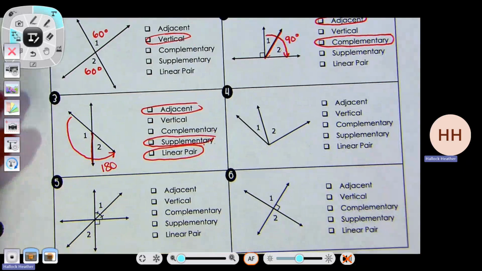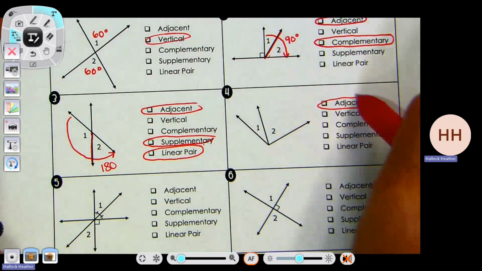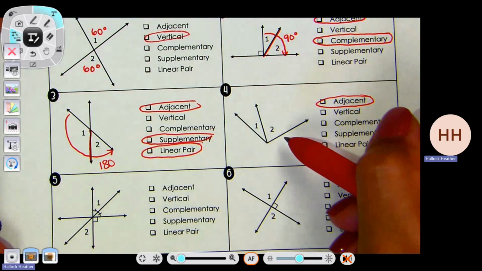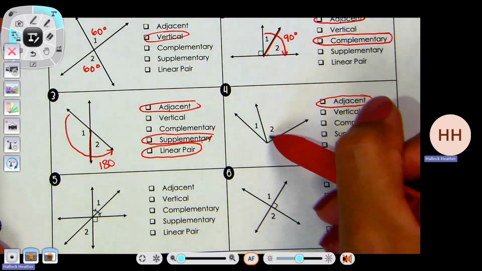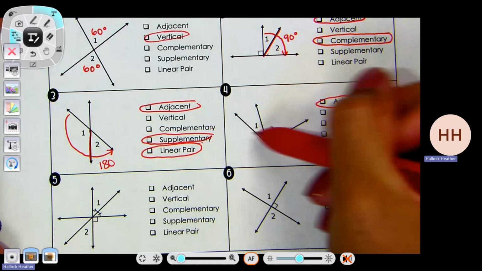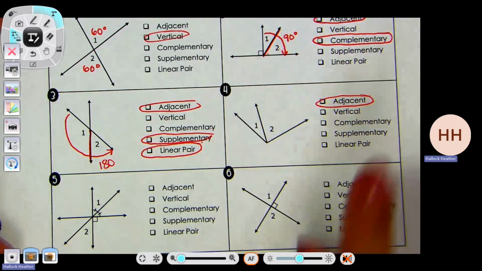Number 4, take a second, look at number 4. Number 4 has 1 correct answer. Adjacent. Heck yeah. A lot of people think it's complementary. It looks like it's 90 degrees, but if it does not have the square, then you cannot assume it's 90 degrees because it might be 89 degrees. So if they don't have the square, you can't say it's 90. That one's just adjacent.